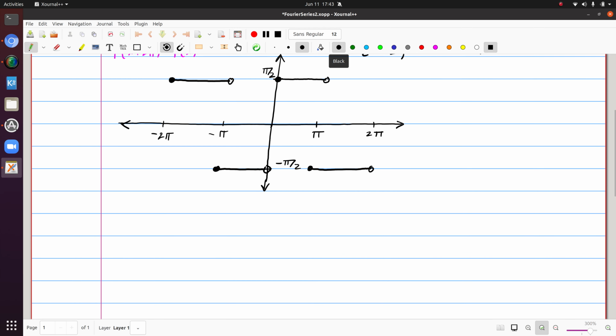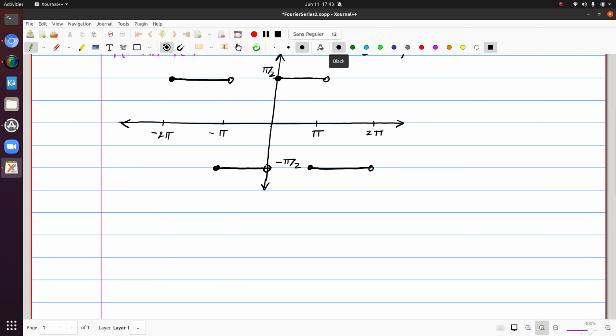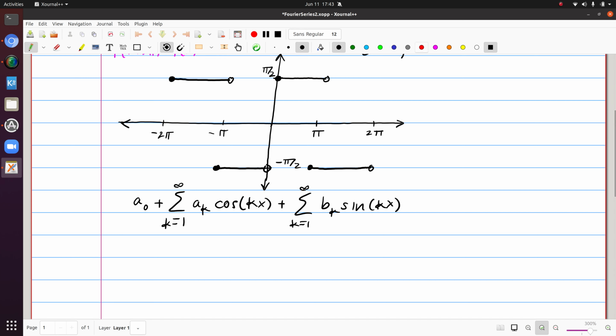So at this point, what I'm thinking of is I need to find the general formula. So I know I'm looking for something in my final answer of the form of our definition. And I should start that at 1. So what I need to do is to figure out what a sub 0 is, and a sub k and b sub k for this particular function. So that's the goal here. And that's where the other part of the definition comes in. We defined these in terms of integrals.